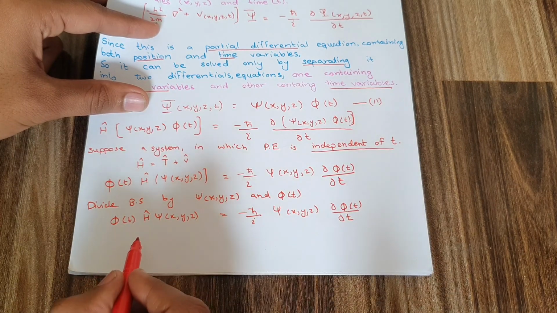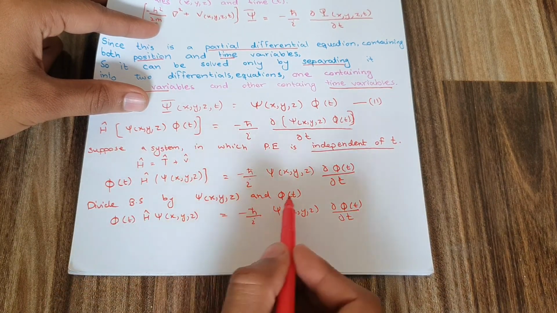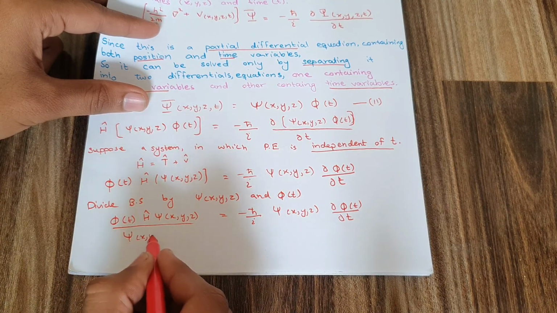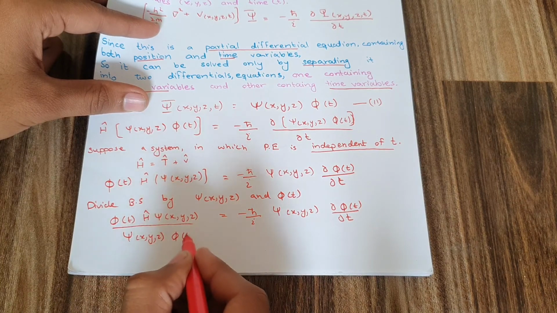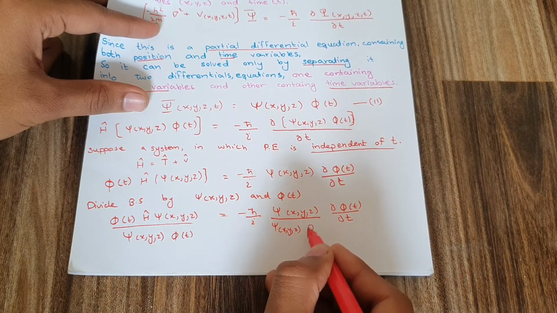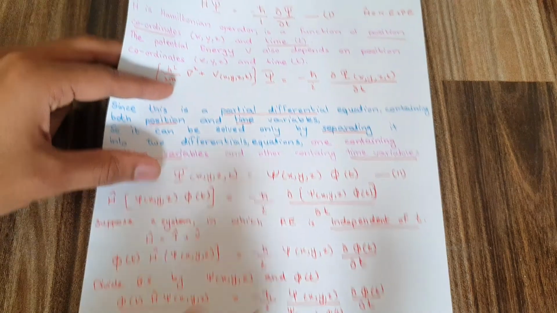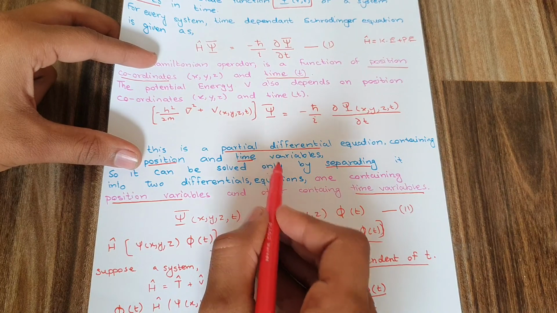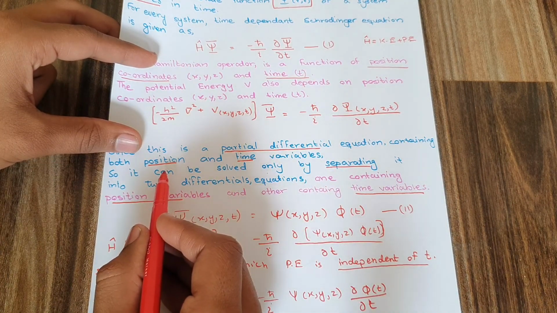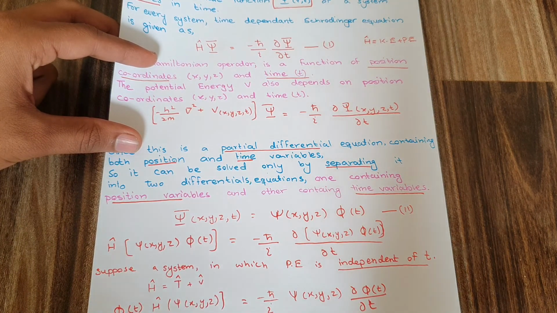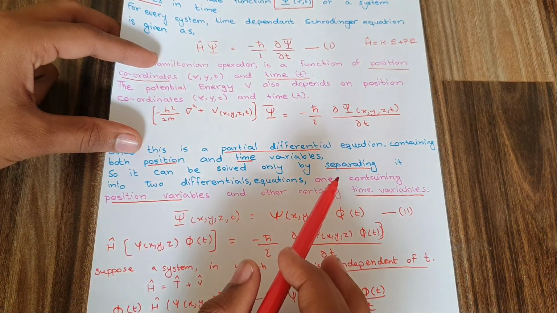So next thing that I'm going to do is just to write psi xyz and phi t in the denominator. I have psi x, y, z and phi t, and here I also have psi x, y, z and phi t. As I have told you earlier, this equation is a partial differential equation that contains the time variable as well as the position variable. So what we need to do is just to separate this equation into two equations, in which one equation contains the position variable and the other equation contains only the time variable.